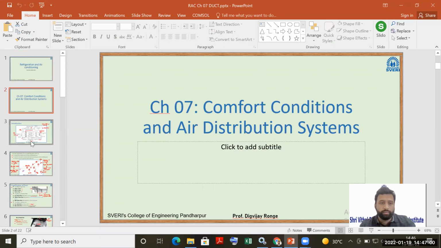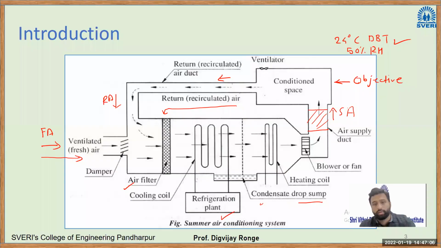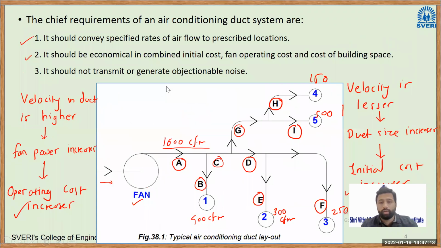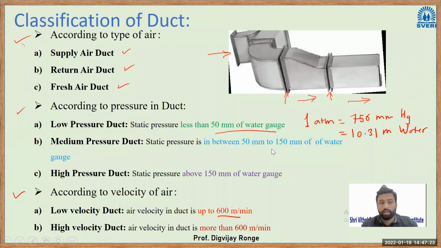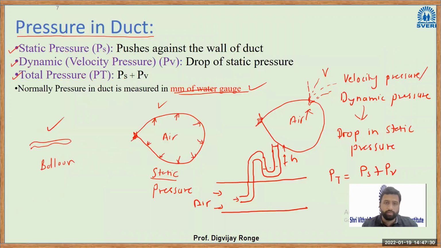So we are at this chapter, air distribution systems. Here I started with the example of AHU. Then I have given you the requirements of a duct system, right? So a trade-off is required between operating cost and initial cost. Then we saw the classification of ducts. Then we have seen what is the material used in the ducts, what are the shapes used for the ducts.